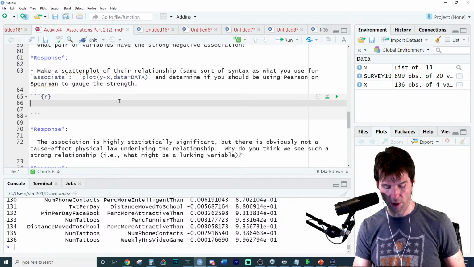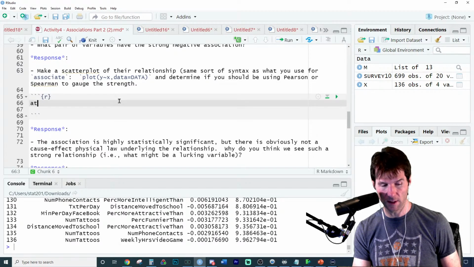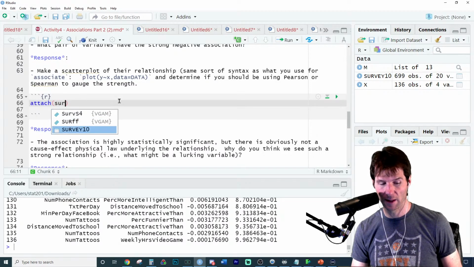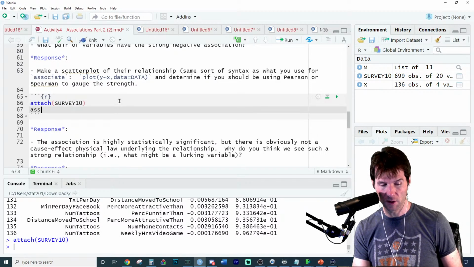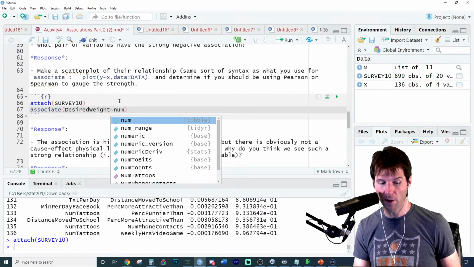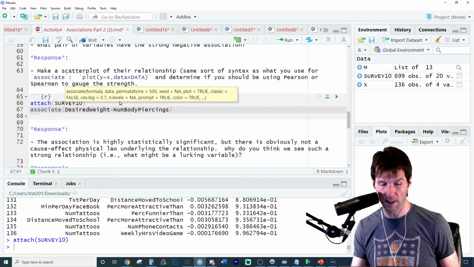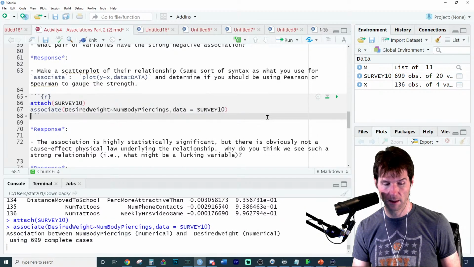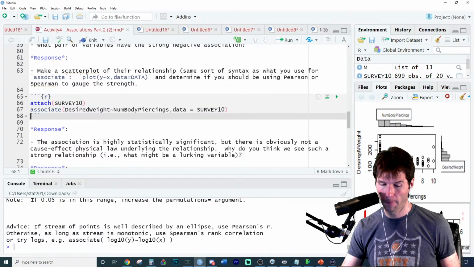So the associate function, so we're doing survey 10. Let me attach survey 10. This is how you get autocompletes. And let's go associate desired weight tilde number, and I'm only getting autocompletes because I have done the attach. Data equals survey 10. And now let's take a look.